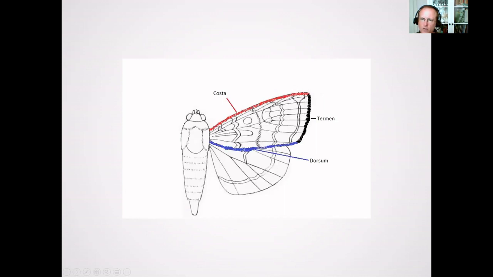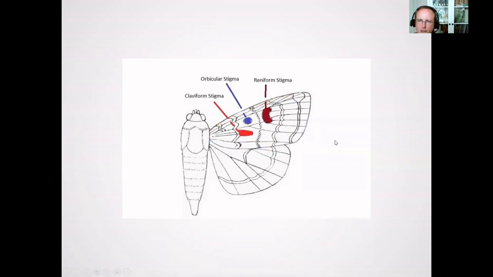So in terms of the edges of the wing, the costa is what some people refer to as the leading edge. The dorsum is what some people will refer to as the trailing edge. And the termen is the other one, which I haven't heard a good explanation of, or dumbed down version, if you like, of what the termen means. It's the part of the wing that is furthest from the body, if you think of it as a triangle. So yeah, those are the three, and I do use those terms quite a lot.